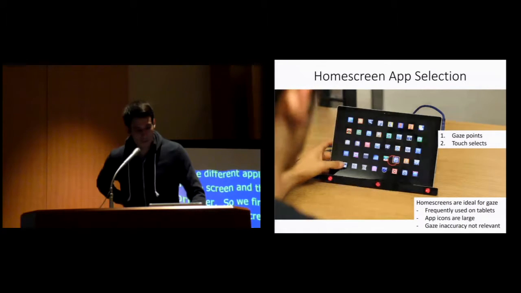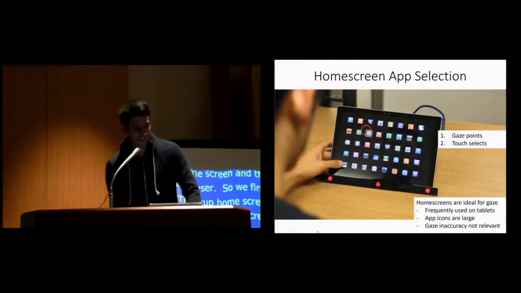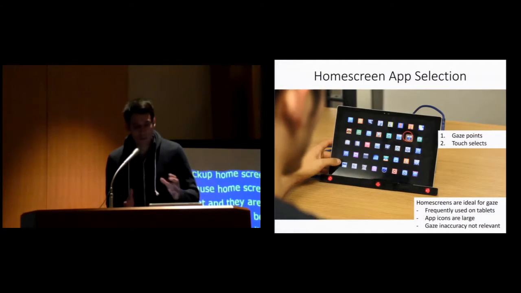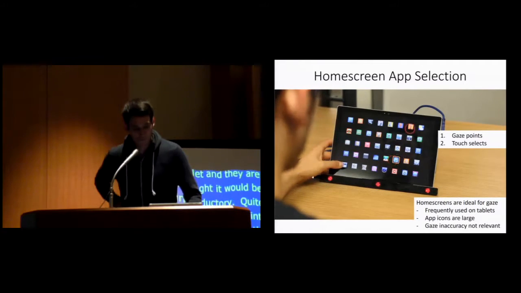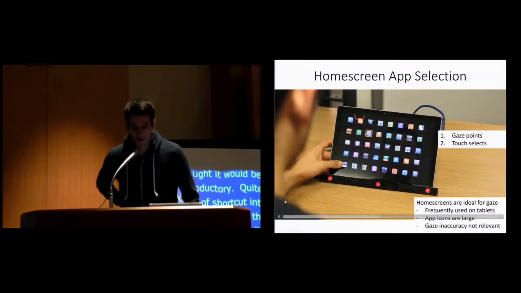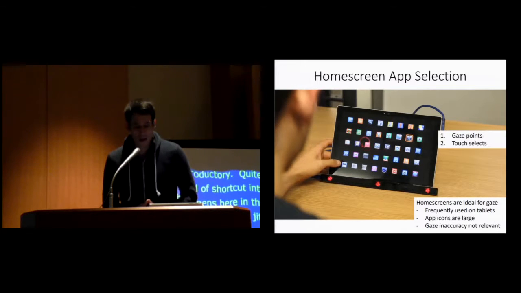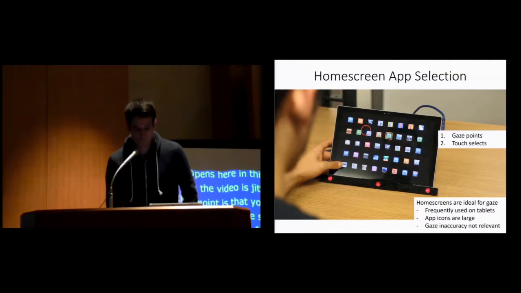And what happens here in this video, I don't know why the video is jittery right now, but the point is that you simply look at the icon on the home screen and you touch with your thumb from remote. This works especially well with eye tracking because the app icons are quite large and placed in a grid, and therefore the potential eye tracking accuracy isn't really relevant.